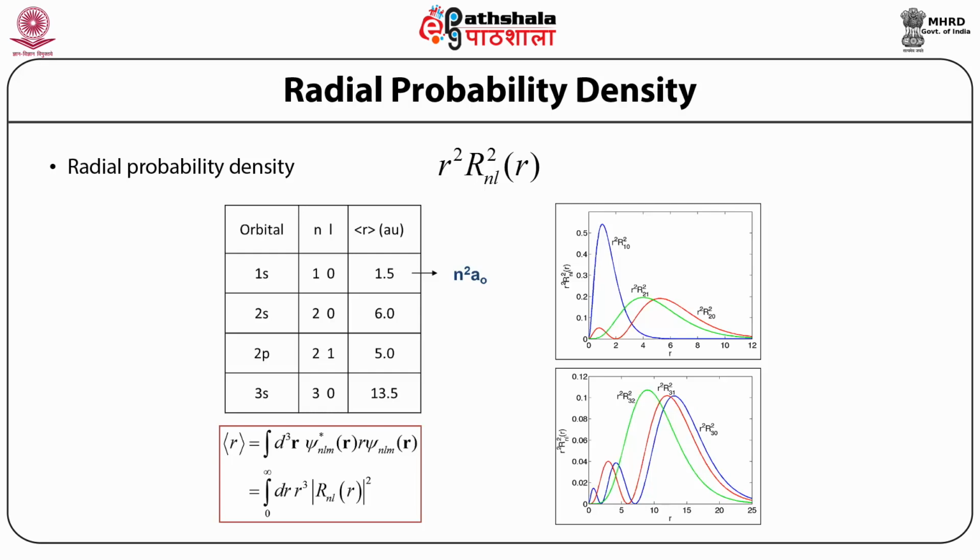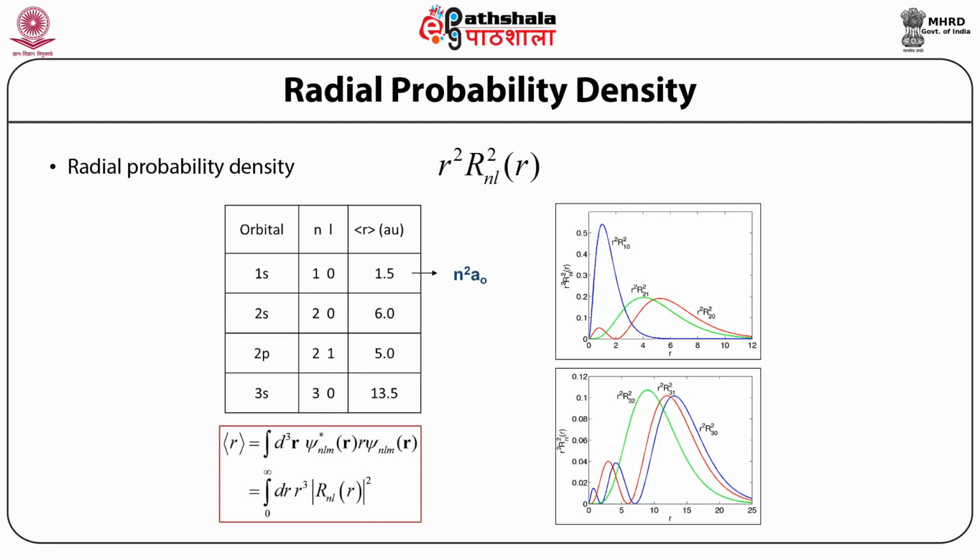So for the orbital 1s we have the 1-0 combination of n and l, and correspondingly r is given by 1.5. As you can see from the graph, the radial probability density is shown by the blue graph, which is nothing but r square multiplied by capital R square 1-0. Next, for the 2s orbital we have 2-0, 2p as 2-1, and for 3s we have 3-0 combinations of n and l. Correspondingly, the probability densities are shown by the red and green graphs respectively for the 2-0 and 2-1 combinations of n and l.